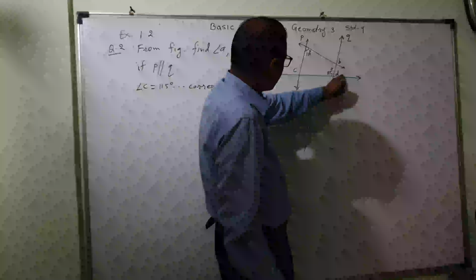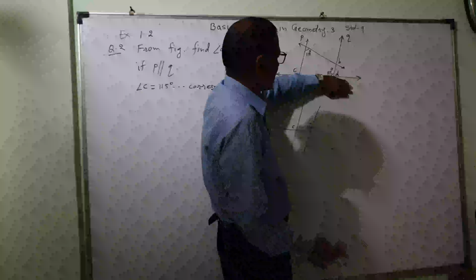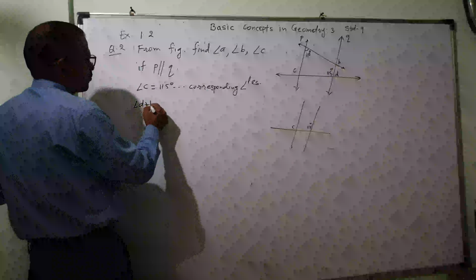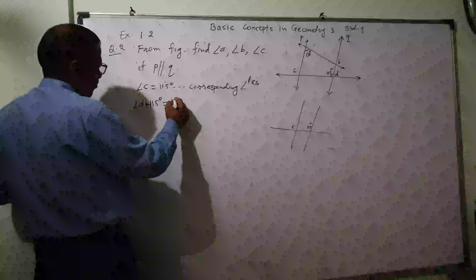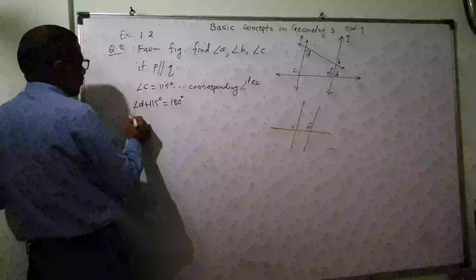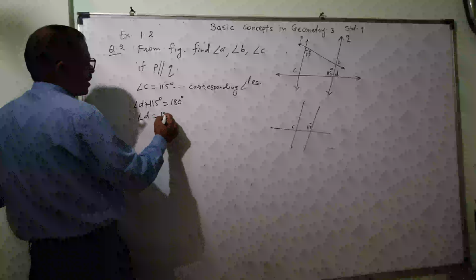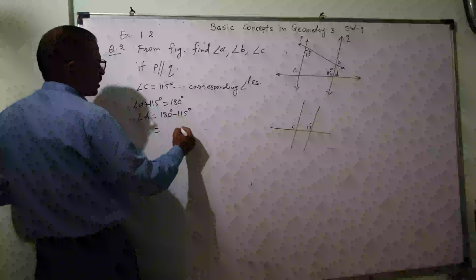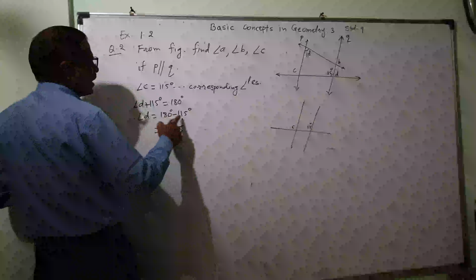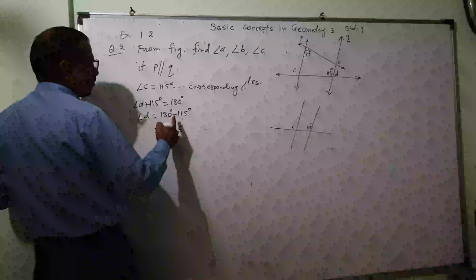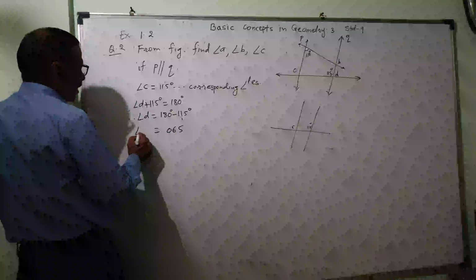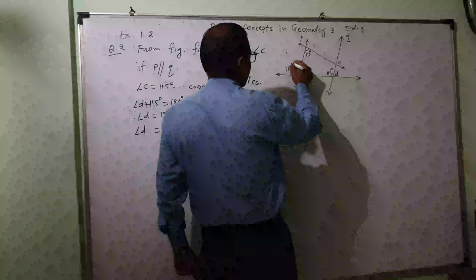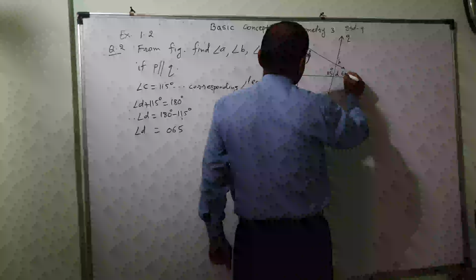Now the sum of these two will be 180 degrees because this is a line. So angle D plus 115 degrees is equal to 180 degrees. Therefore angle D equals 180 degrees minus 115 degrees. So 10 minus 5 is 5, 8 minus 2 is 6, and 1 minus 1 is 0. So angle D is equal to 65 degrees. So this is 115 degrees, and this is 65 degrees.